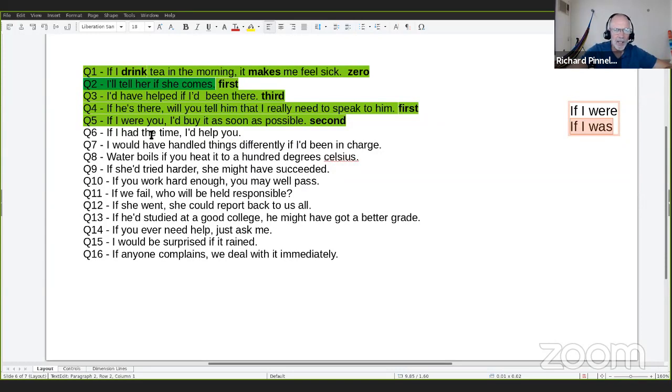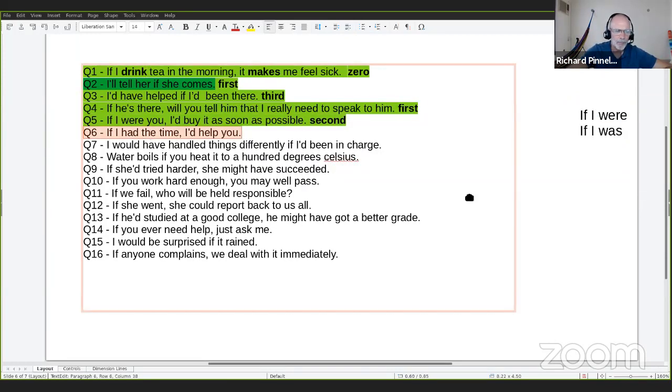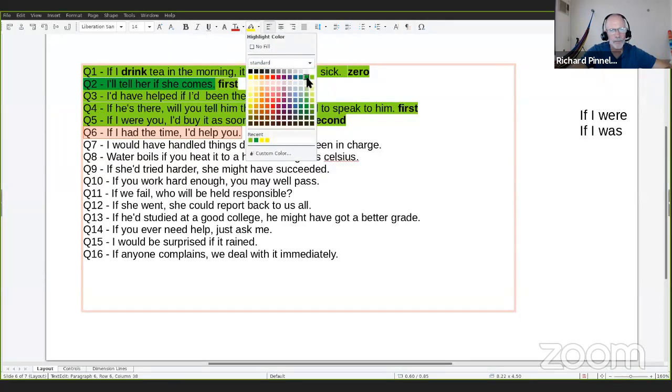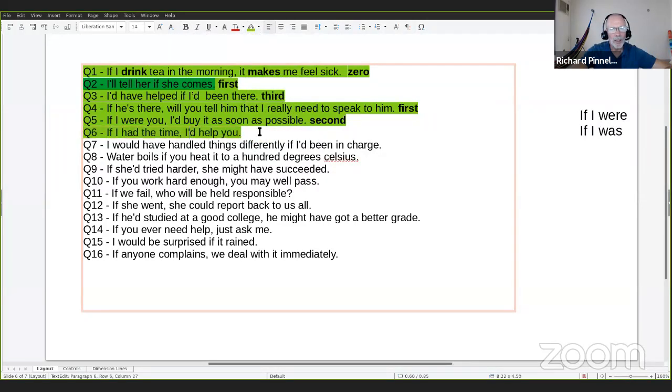If I had the time, I'd help you. If I had the time, I would help you. Which one is this? The verb in the if is in the past, and here it's with would. Second. Very good, yeah. Second. Good.